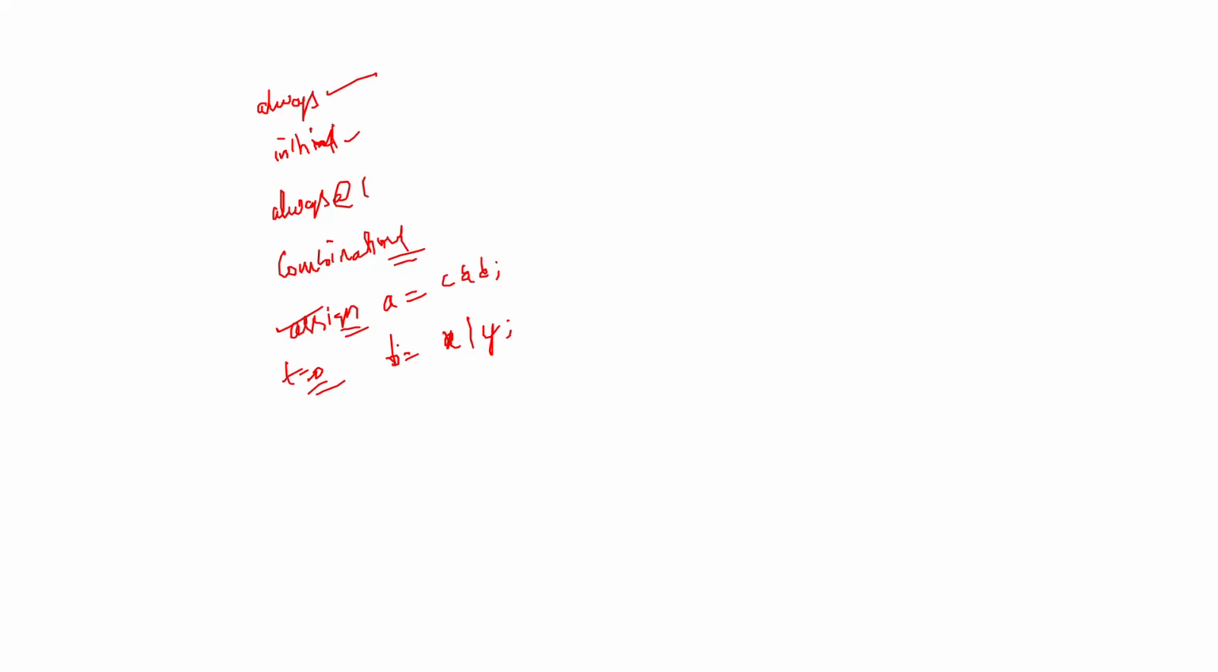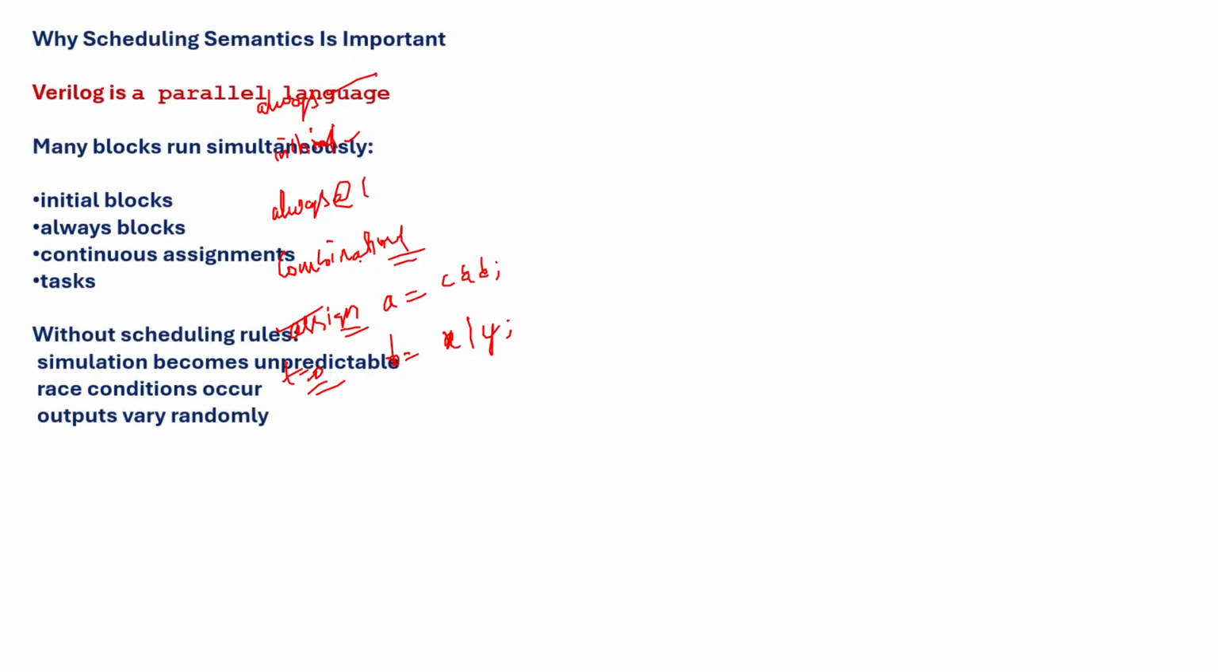That is the reason we are using these scheduling semantics, because, as I told you, so many blocks run simultaneously: initial block, always block, continuous assignments, tasks, all these things. Suppose we don't have any scheduling, then I don't know who is executing first. Why do we maintain traffic light signals? If they don't have traffic signals in Bangalore, then someone is going this way, someone is coming that way, and the entire traffic will be jammed.